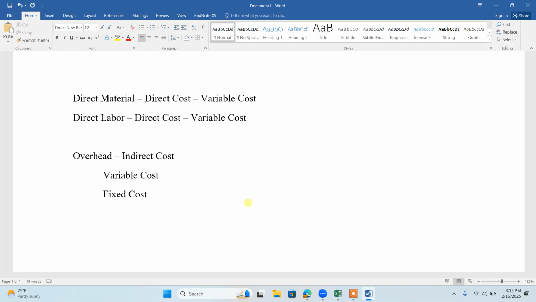Same is the case with the labor. Mostly labor rates are based on the number of hours, because the more hours labor works, the more you are supposed to pay them.